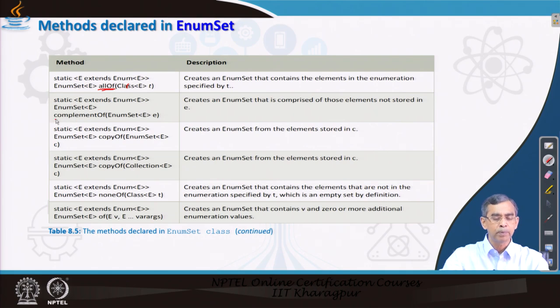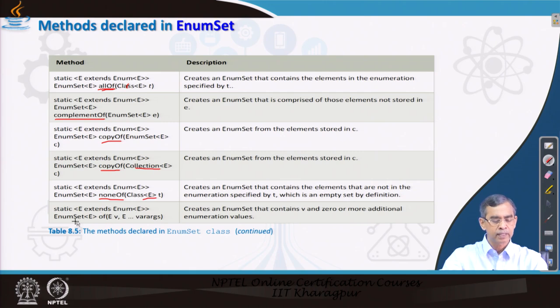Like of, there is complementOf. That means if A is a set, then A complement means those elements that are not there in A, but are in some other universal set. And copyOf is basically to copy a particular collection into another EnumSet. This is also another way, copying from the existing collection which is passed there. noneOf basically gives a collection containing the elements which are not there in this one. It is just like the complement form.